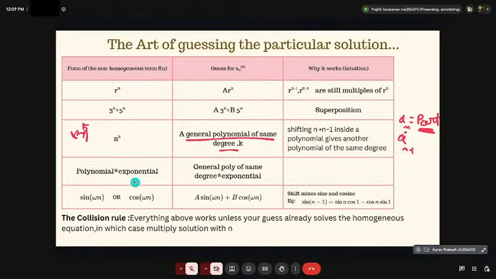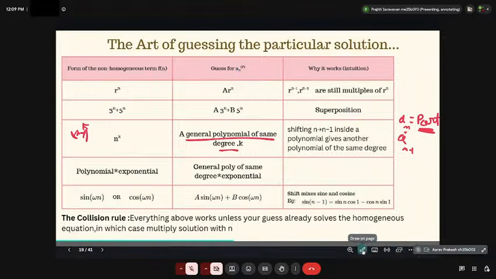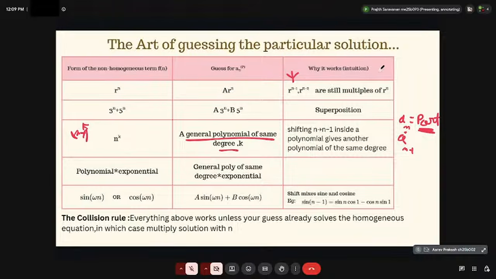Now, before polynomial times exponential, we'll go to the exponential r power n. If you're having an exponential r power n, we will guess a times r power n. Why do we do this again? Again, we will have the (n minus 1)th term. That will be r power (n minus 1). Interestingly, r power (n minus 1) is just a constant multiplied by r power n. Since it's just a constant multiplied by r power n, we can simply write a r power n, and the constants we can again solve for.